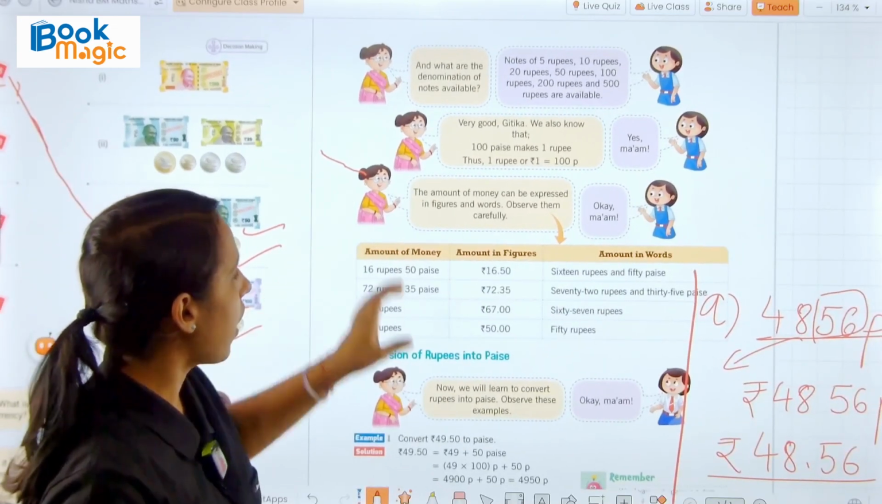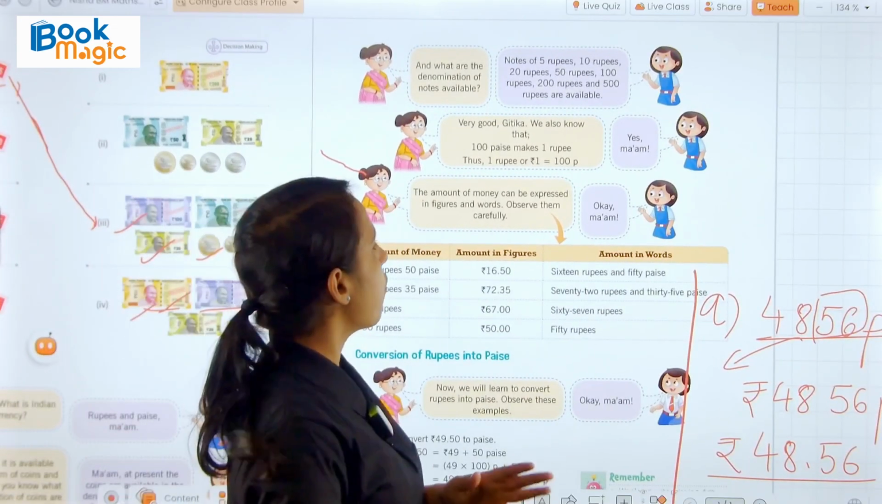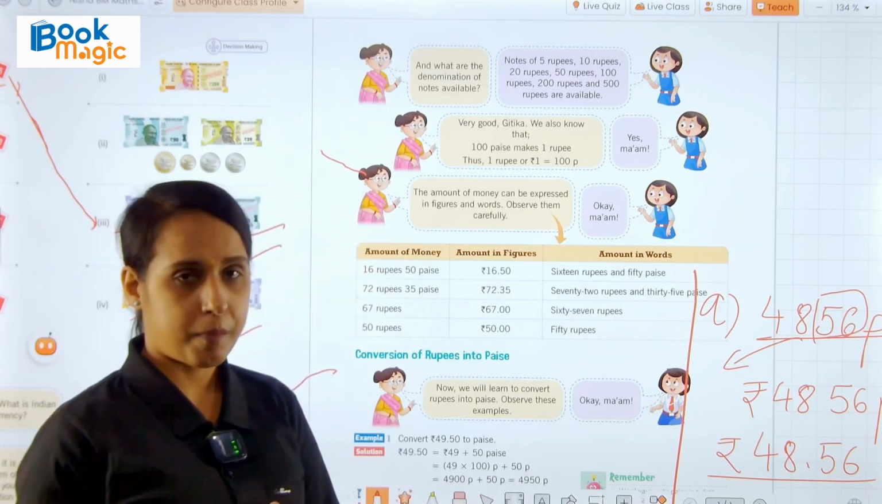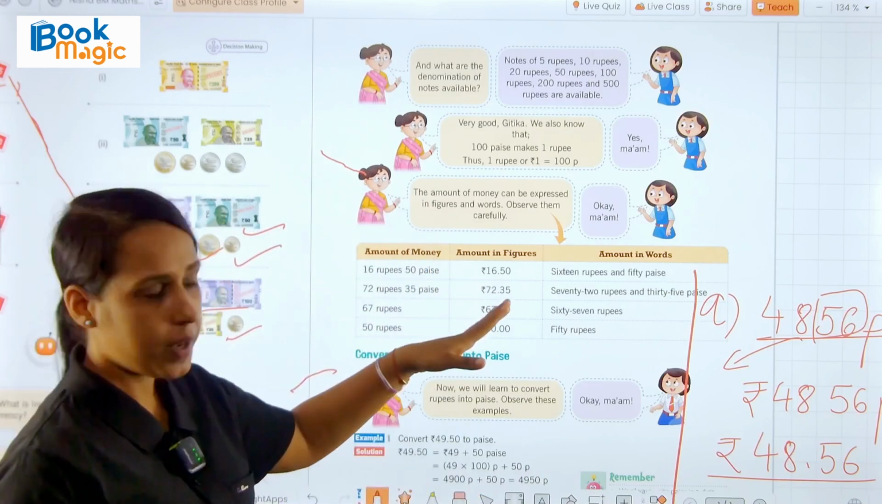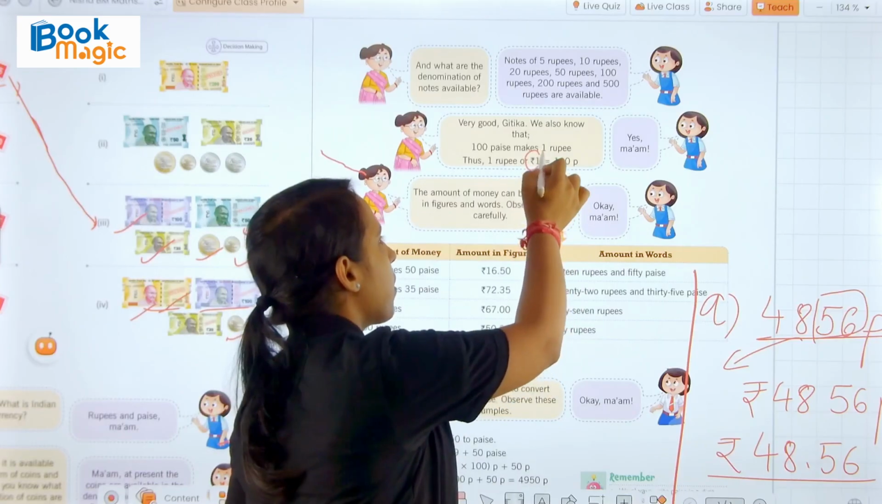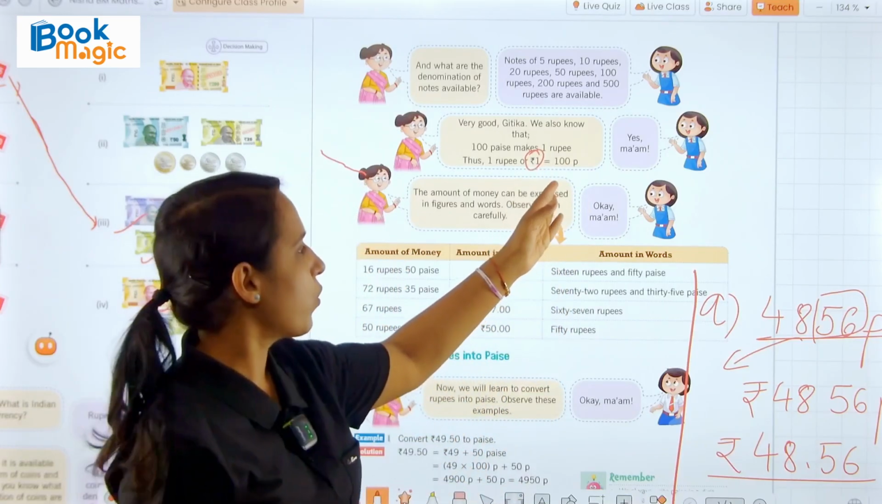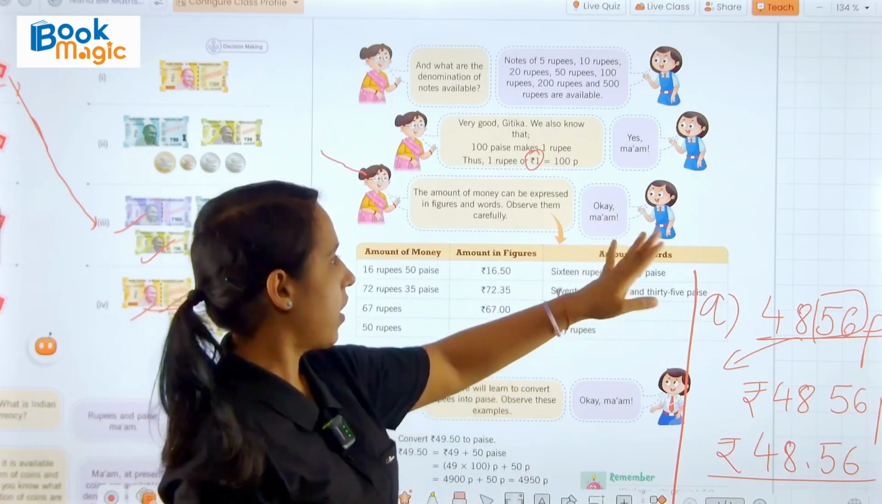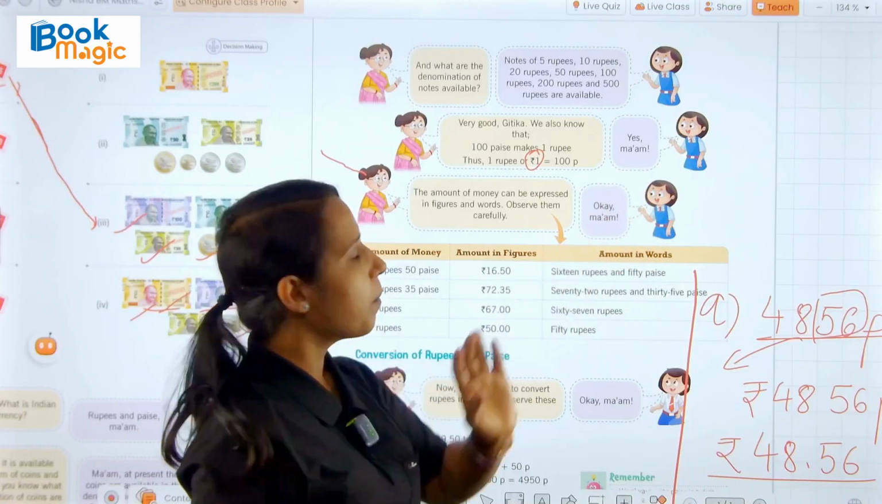Then the teacher said, very good Gitika, we also know that 100 paise makes 1 rupee. So 1 rupee, or we can write it with the symbol rupee 1, is equal to 100 paise. And then Gitika replied, yes ma'am.